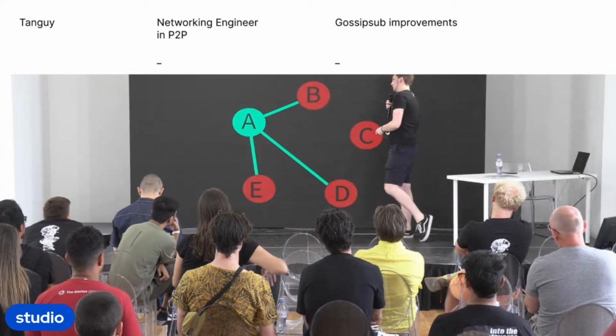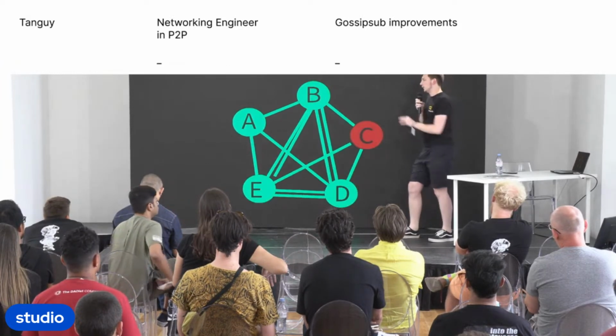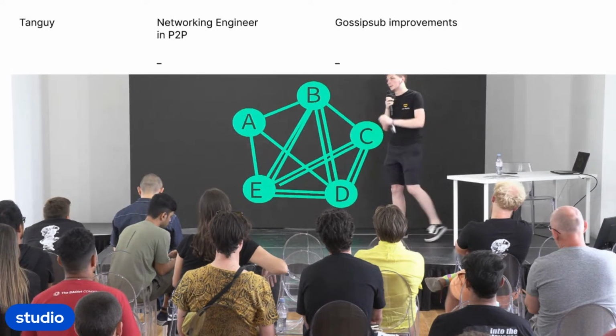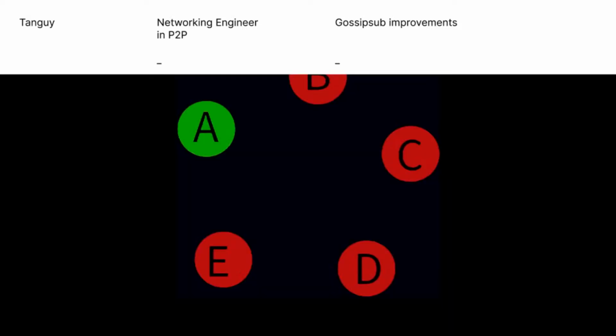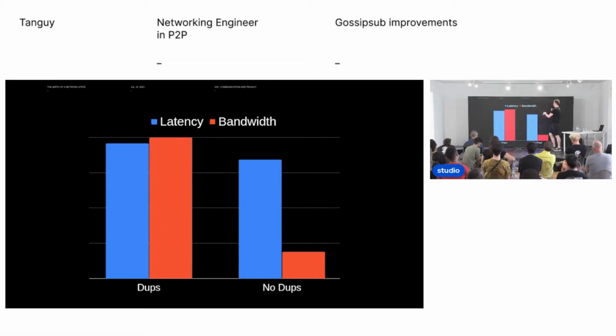So I did a simulation just to see the impact of duplicates on the latency and the bandwidth. And I basically used magic, so I was able to access the internal state of other nodes to completely get rid of duplicates. And this is basically what you get. So on the left, you have the latency and bandwidth for a simulation with duplicates, and on the right, latency and bandwidth with no duplicates. So the bandwidth got really nicely slashed, so perfect. But as you can see, the latency is more or less the same.